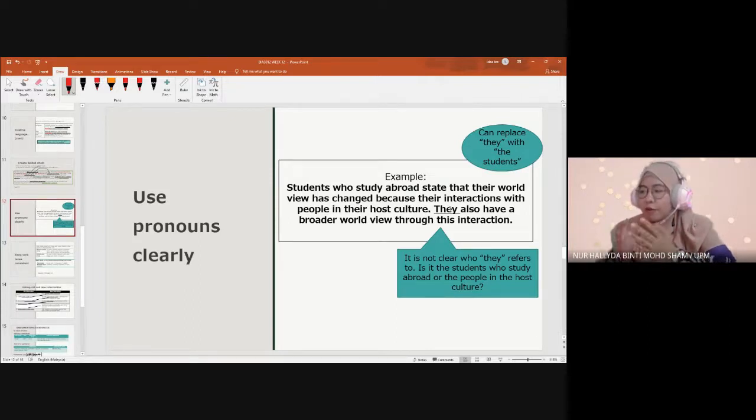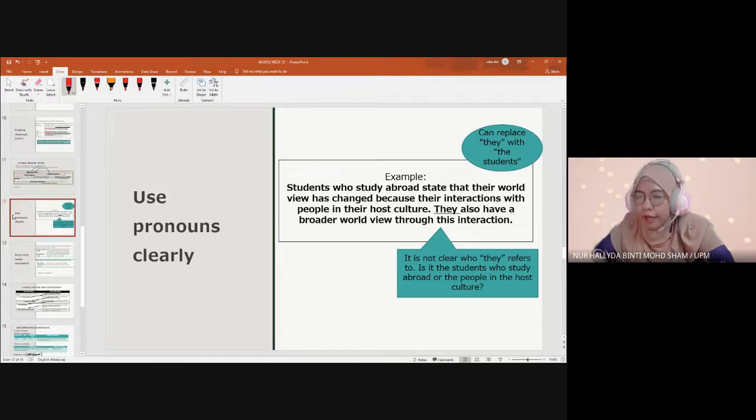So you're talking about students who study abroad interacting with local people in their host country. And then you said they have broader worldview. Who? The student or the people in that culture, that host culture? So it's not clear here. So what should you use? So maybe you can replace they with the students.